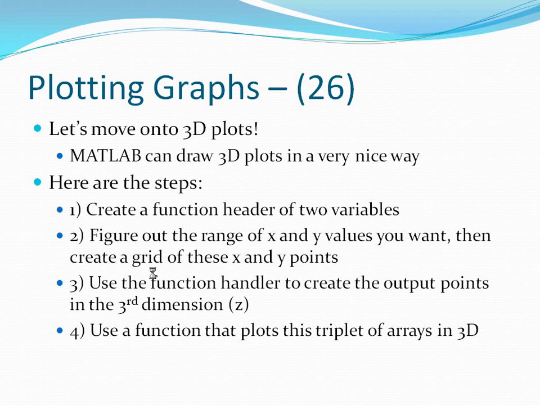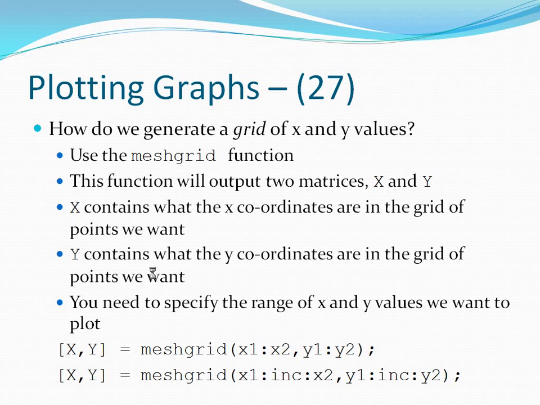So how do we generate a grid of x and y values? We're going to use something called the meshgrid function. This function outputs two matrices which are called x and y. When you generate these two matrices, it shows you the x and y value for that particular location in Cartesian space. So x contains what the x coordinates are in the grid of points that you want, and y contains what the y coordinates are. And I'll show you an example of that in a little bit.